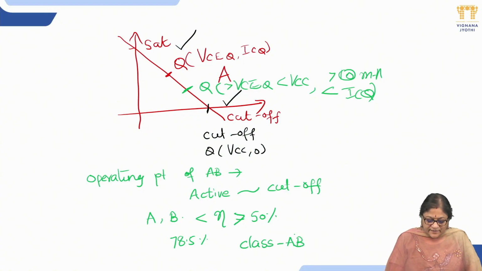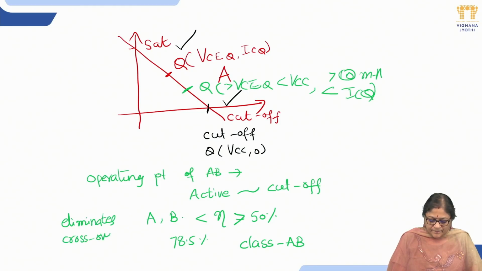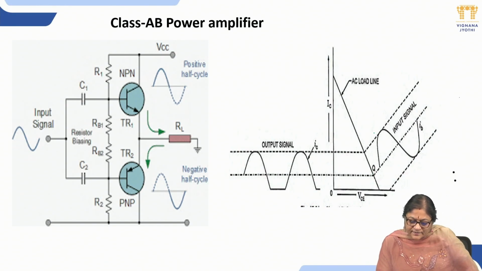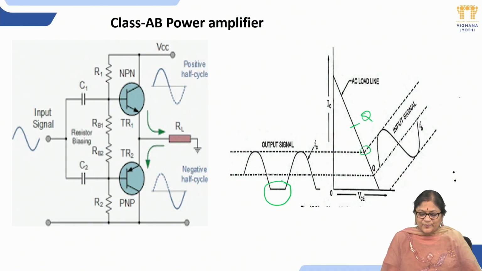So what is the advantage? It eliminates crossover distortion. If you know the operation of class B and the efficiency derivation of class B, then the remaining thing is the elimination of crossover distortion as well as the increase in efficiency. Now you can see here the Q point is on the active load line, in between active and saturation. Now the new Q point is this one. So if you apply a signal, only some portion will be eliminated, but all the remaining portion will appear in the output signal.